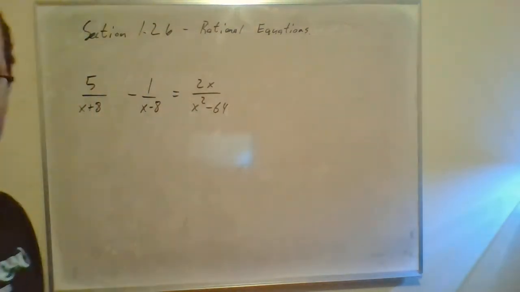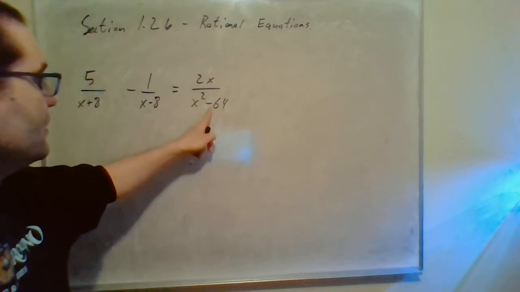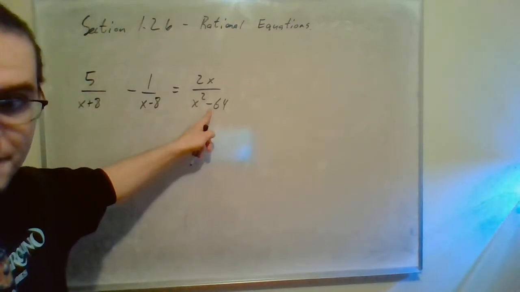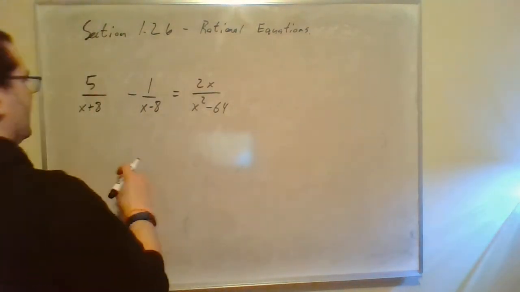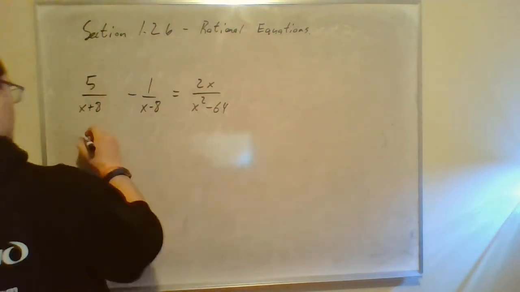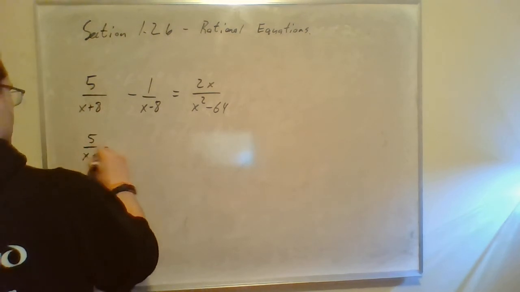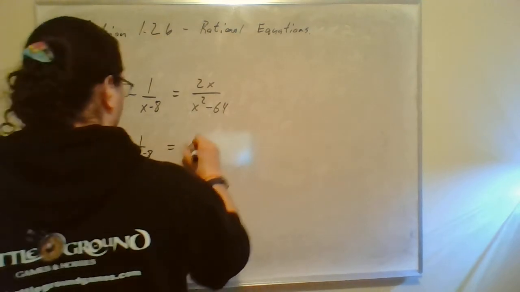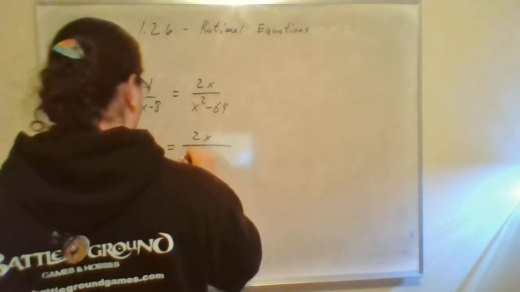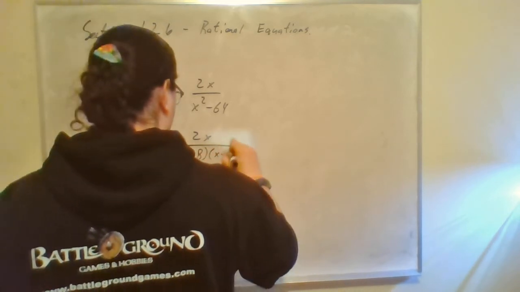This is where things start to get pretty exciting for us, because we have to be factoring things now. So first thing I'm going to do is factor all the denominators so that I know all the different pieces I'm working with. This denominator is already factored. This denominator is already factored. This denominator factors into x plus 8 and x minus 8.